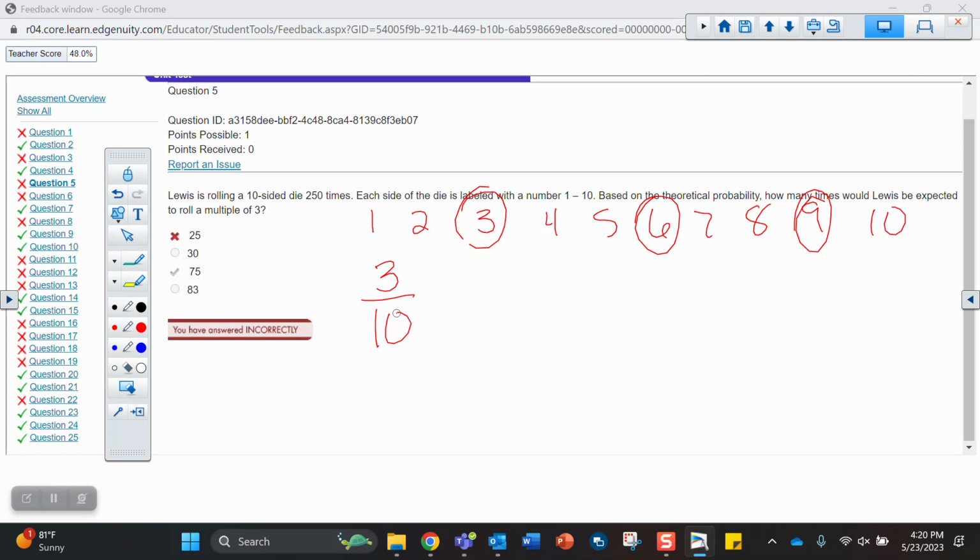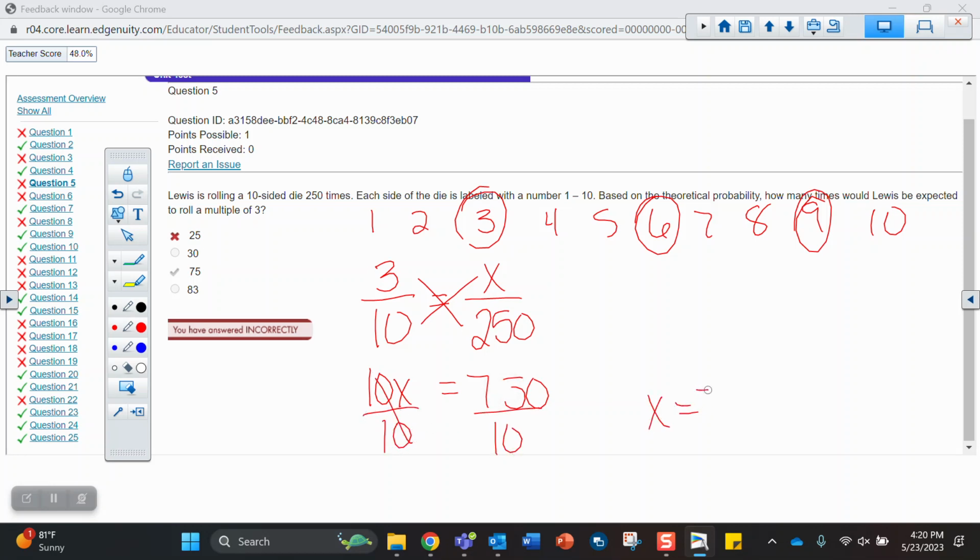And he is going to roll it 250 times. So we can set up a proportion. 3 out of 10 would be the probability that he rolls a multiple of 3, but we're going to do this out of 250. So 3 over 10 is the same as how many out of 250. So we're going to cross multiply. 10x equals 750, and dividing both sides by 10, we get x equals 75. So there we go with that answer.